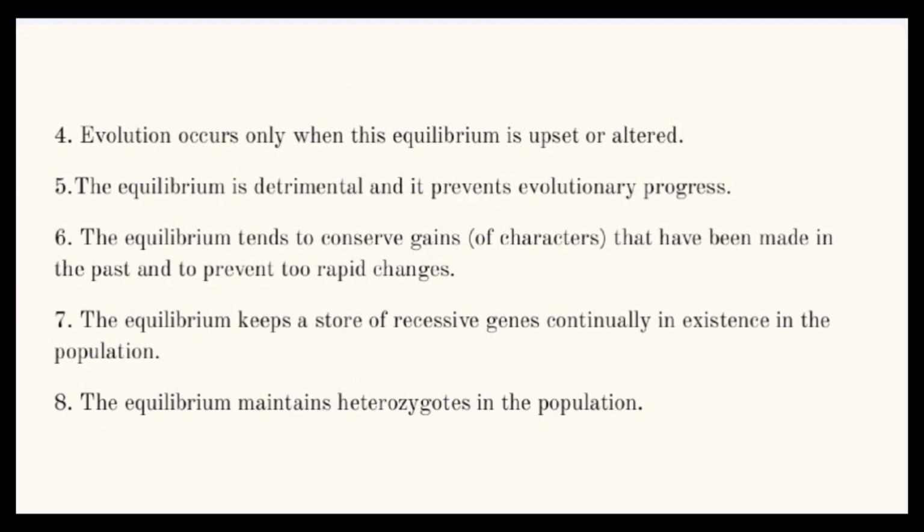The equilibrium is detrimental and it prevents evolutionary progress. The equilibrium tends to conserve gains of characters that have been made in the past and to prevent too rapid changes. The equilibrium keeps a store of recessive gene continually in existence in the population. The equilibrium maintains heterozygotes in the population.